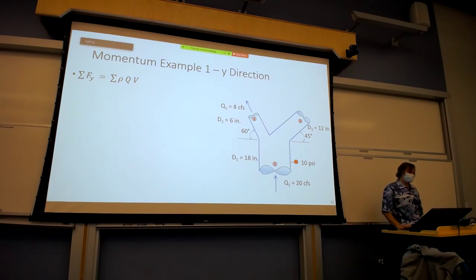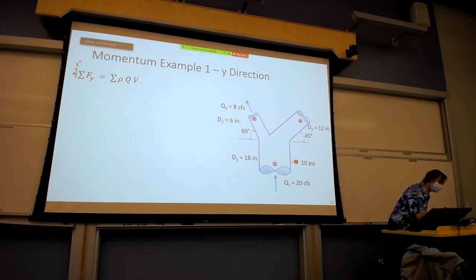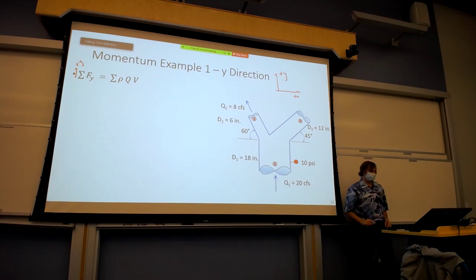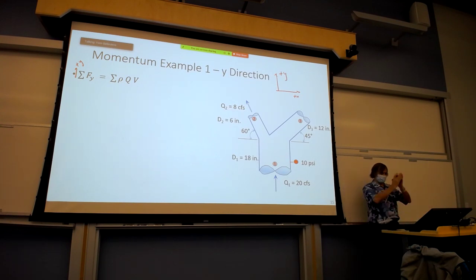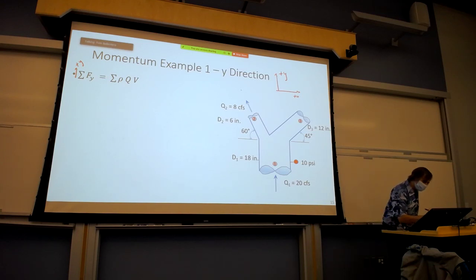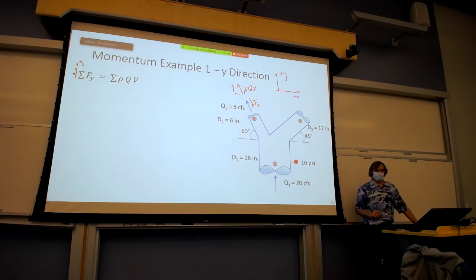So now we're going to look at the y direction, and again, plus y and plus x look like this. And so location 1 is collinear with the y direction. And when we look at these other two locations of either rho QV or the forces, each of those has a component in the y direction.